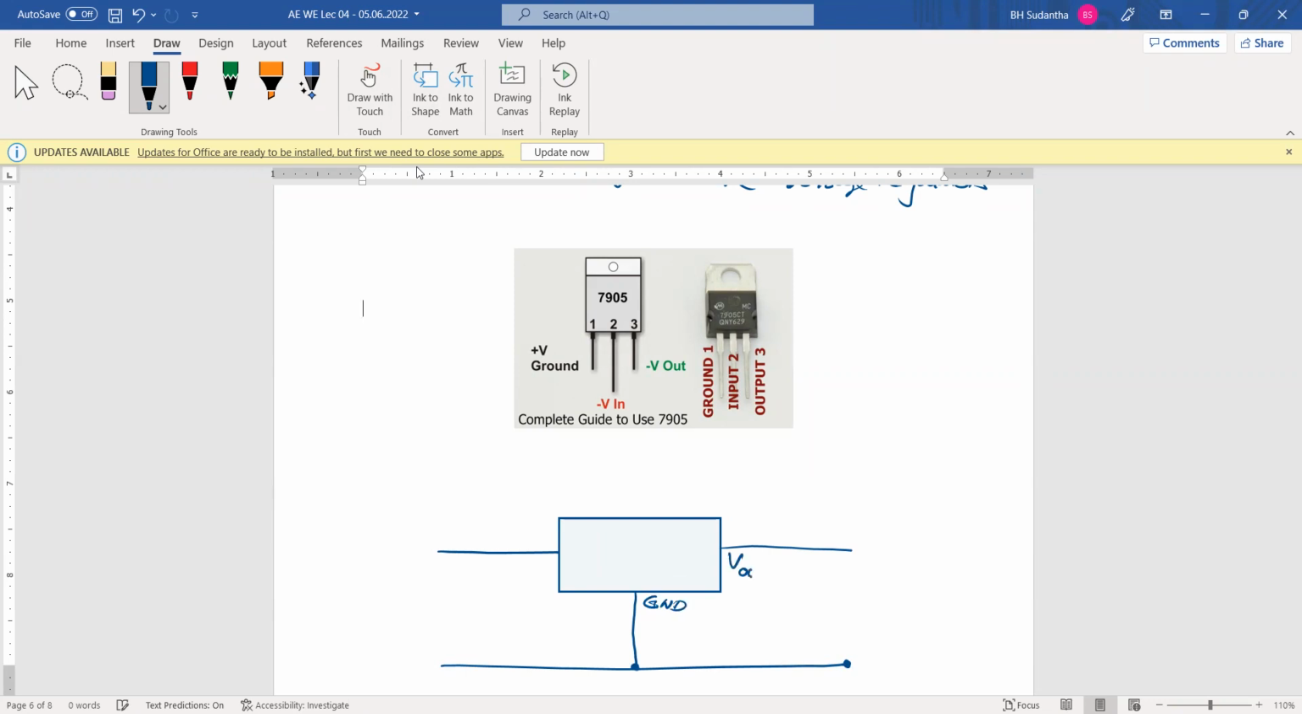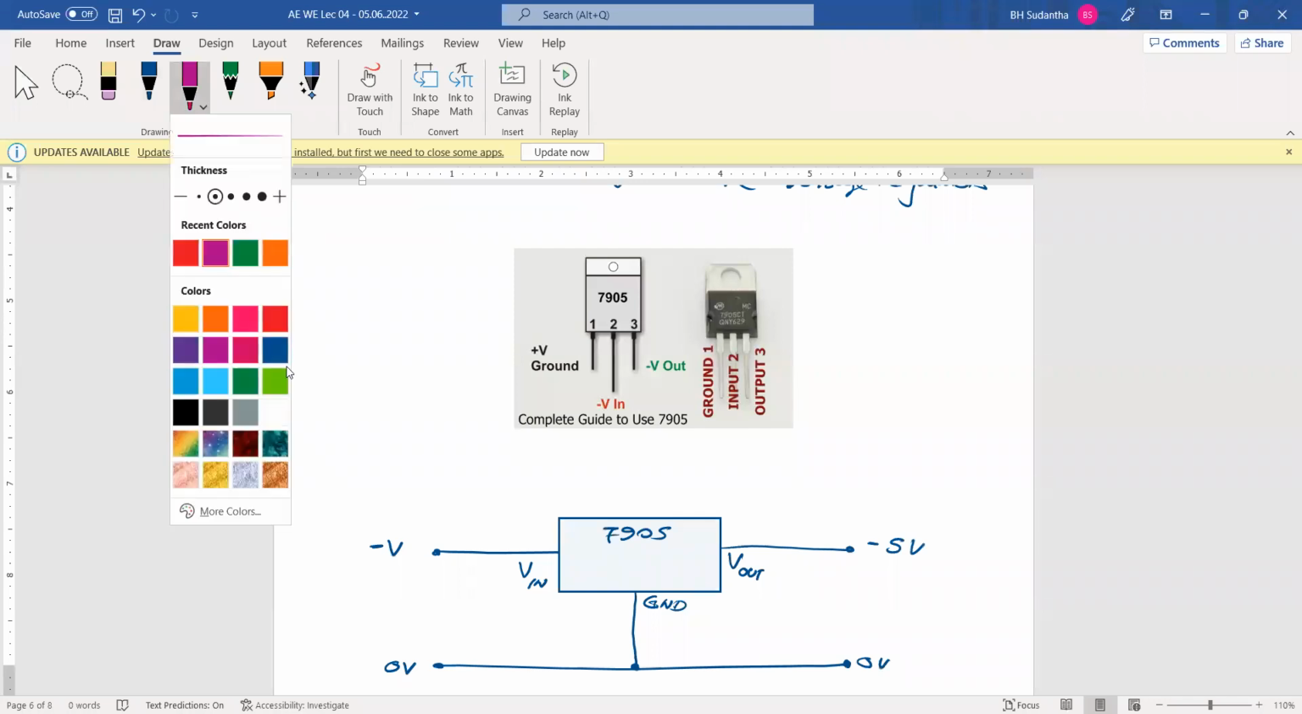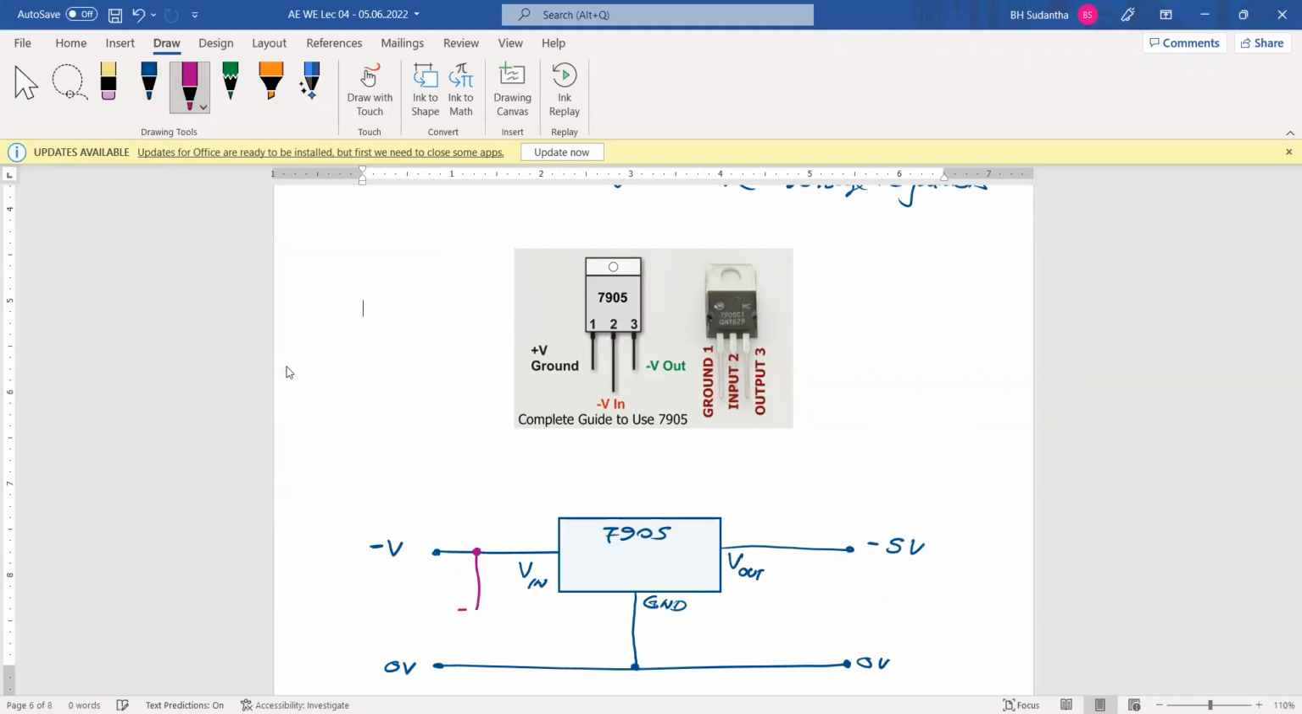This is the ground pin, this is V out, this is V in, 0 volts, this is minus voltage, and if this one is 7905, from this point we will receive minus 5 volts, this is 0 volts. Here also, for smooth operation, we have to put 2 decoupling capacitors, like this, maybe 0.1 microfarad.